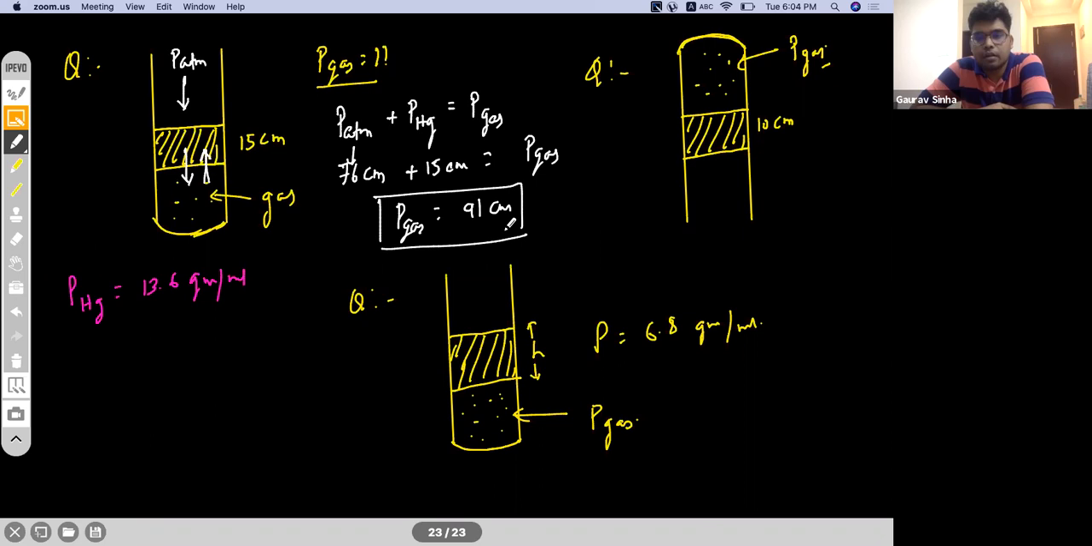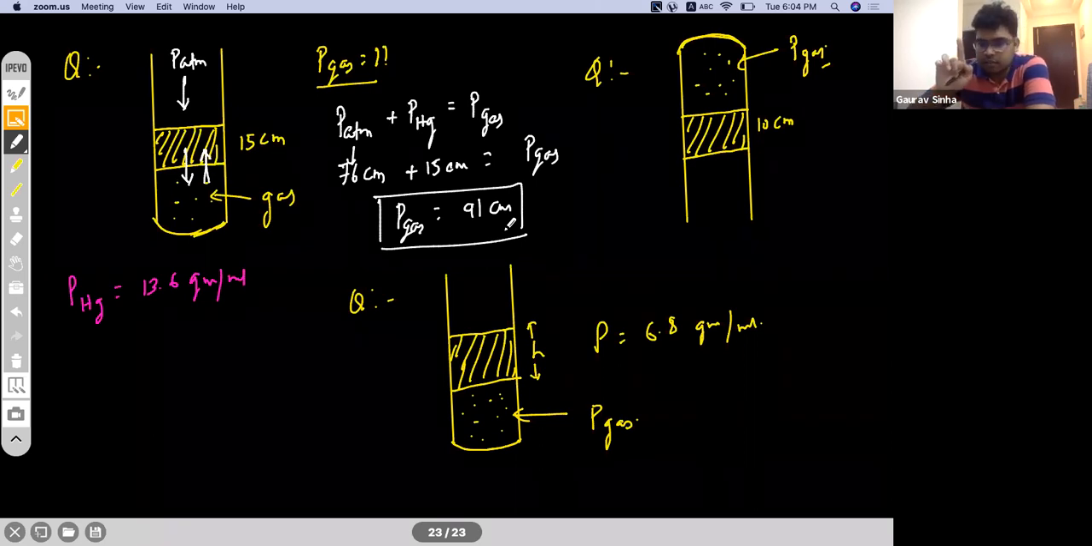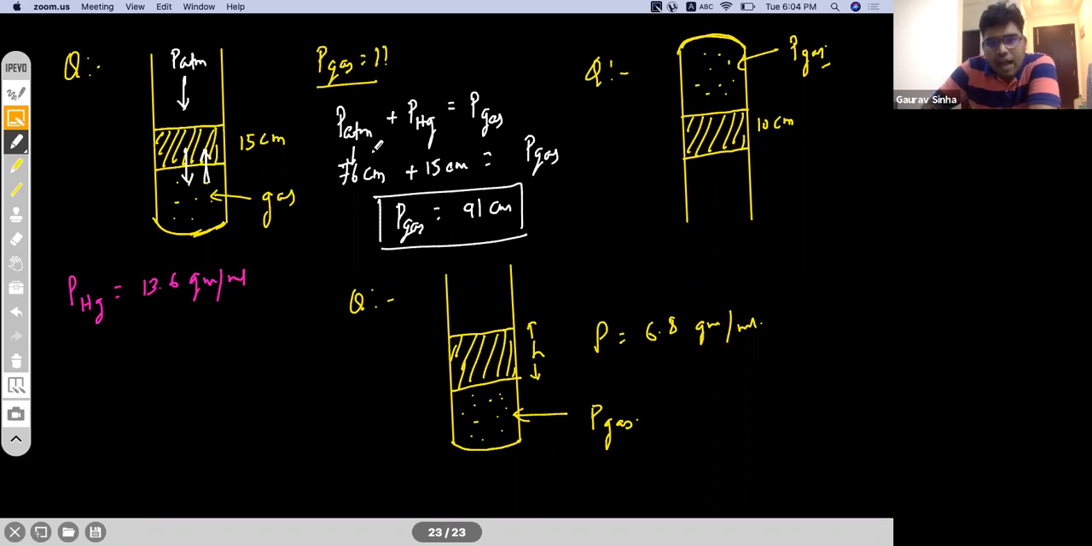Yes. Now, one more thing you should try to understand very carefully. I have just added P_atm and P_Hg, 76 plus 15, 91. Why? Because this column is mercury, and we know the atmospheric pressure is 76 centimeter of mercury. Since atmospheric pressure is defined with respect to mercury, whatever height of mercury column you have here, you can directly add to 76. But if you have any other liquid here, then you cannot add this.